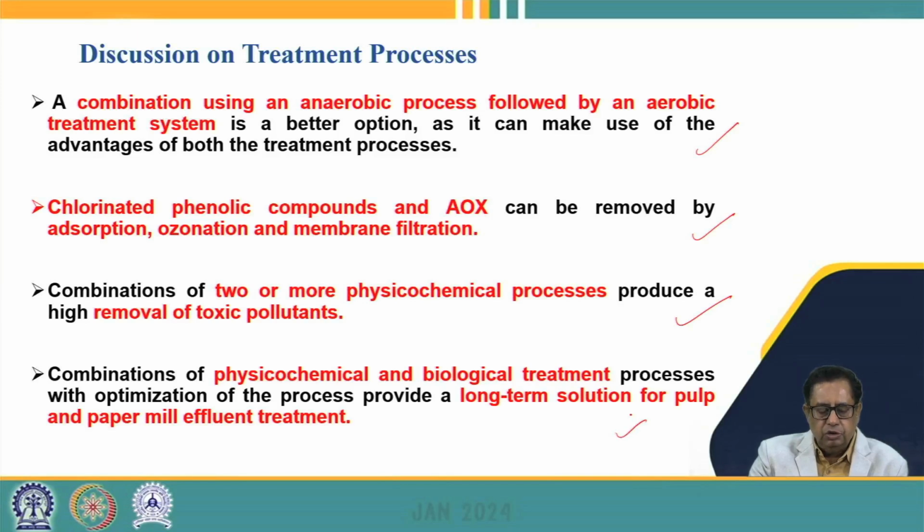And it is also beneficial that we first of all go for the physicochemical treatment, and later on we can go for the biological treatment, so we can optimize these processes, that is, the combination of physicochemical and the biological process, so that it can provide a long term solution for the pulp and paper mill effluent treatment. So it is necessary that we go for more and more research in this area, so that we can combine these processes and get a highly efficient solution for the treatment of the pulp and paper wastewater.